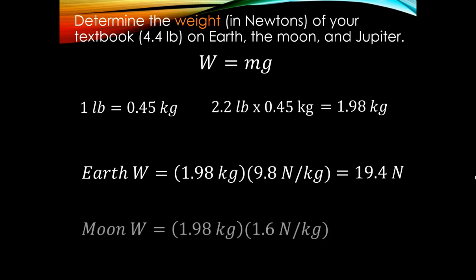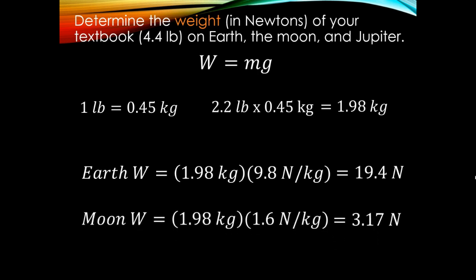Now, what about the moon? g for the moon is 1.6 newtons per kilogram instead of 9.8. So how does this change our problem? We're going to multiply 1.98 times the moon's gravitational constant, 1.6 newtons per kilogram, and we get a weight of 3.17 newtons. Think about how different that number is compared to the Earth. Instead of 20 apples, we have 3. It is kind of fascinating when you think about it, and it goes back to the astronauts jumping on the moon. It's a lot easier to take your mass and lift it up.